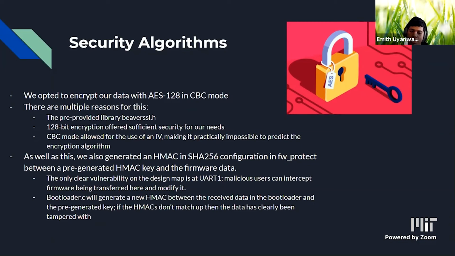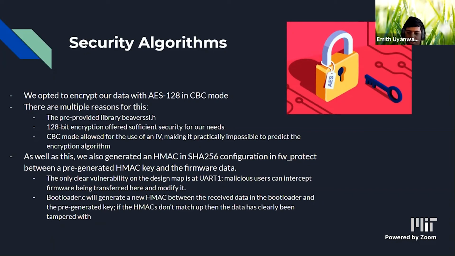We also decided that 128-bit encryption was sufficient for our needs. We didn't really need anything more secure, because that would add on to time complexity. And finally, CBC mode allows for the use of an IV, which adds a certain level of randomness, which makes it really difficult, or practically impossible, as a matter of fact, to predict the encryption algorithm. We also use HMAC with a SHA-256 configuration.